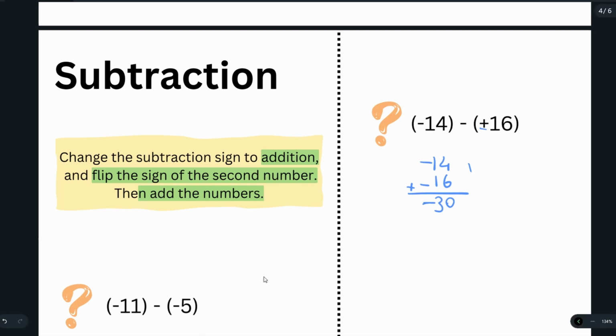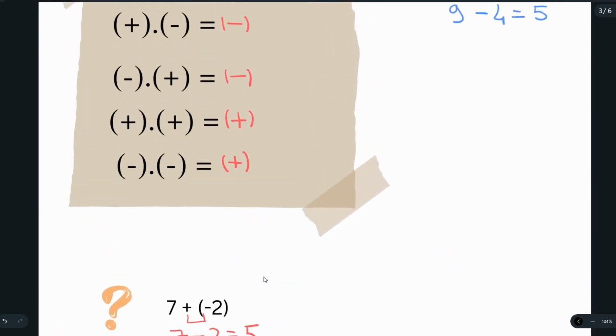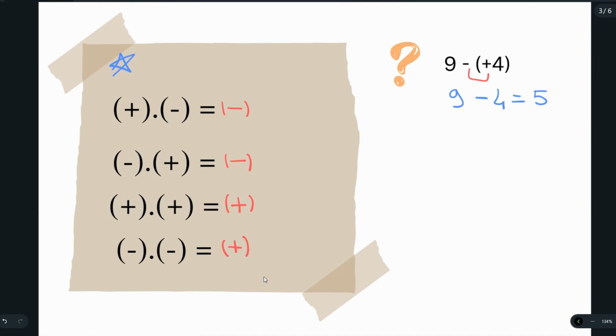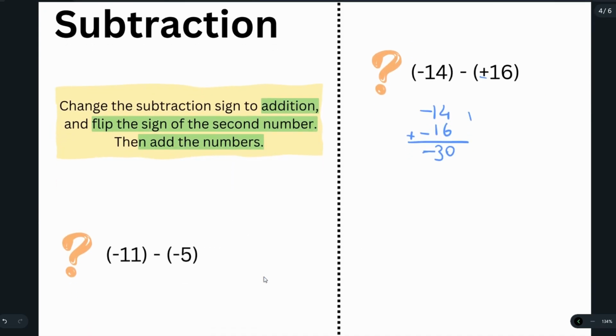Or you could do it the way that we just learned here. That's what I said. The reason why I said these are important is because you can use them all the time. Instead of doing this, you can just use the rule, which will tell you what to do. Negative times positive will give you a negative, so you can rewrite it as negative 14 minus 16, which is the same thing, which will again give you negative 30.